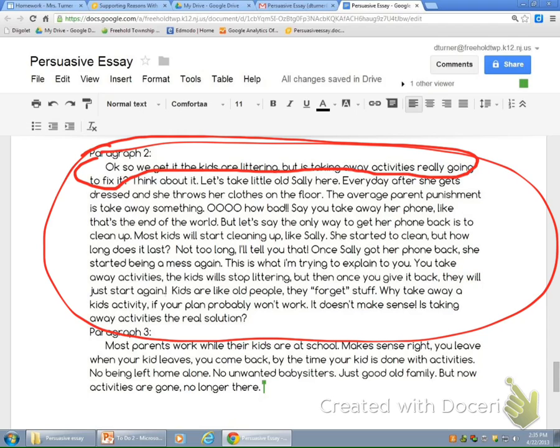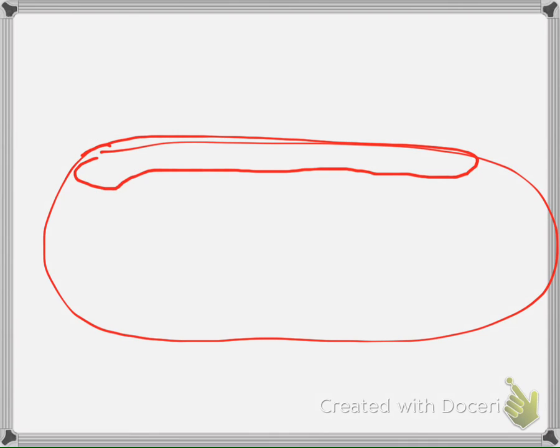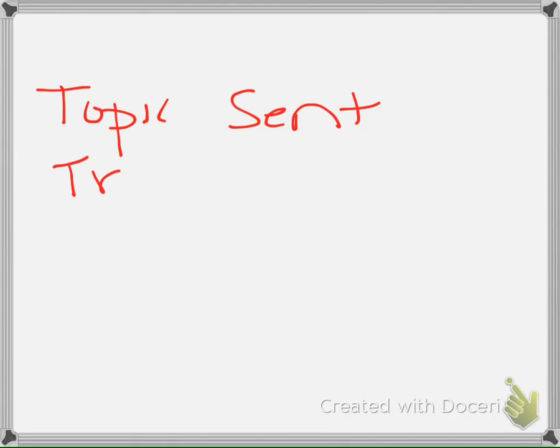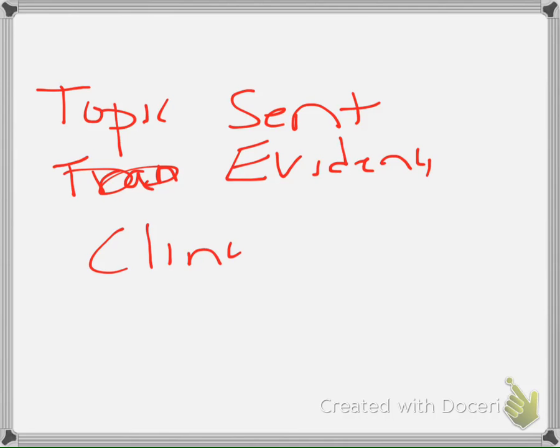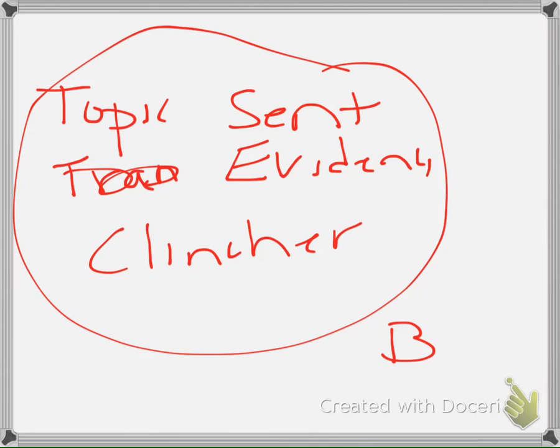So you have to remember, when you go to write this, your body paragraphs. Number one, you have a topic sentence. You do not restate your thesis. You have all of your evidence, and then you have a clincher, which is a closing. So this is the contents of your body paragraphs.